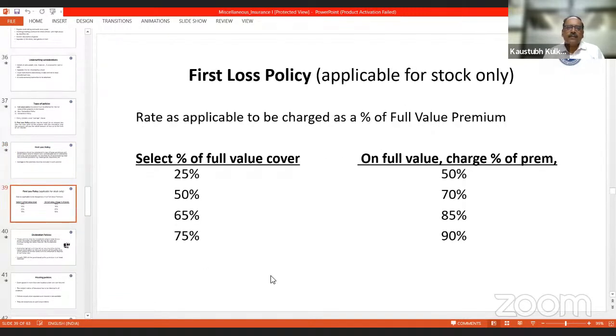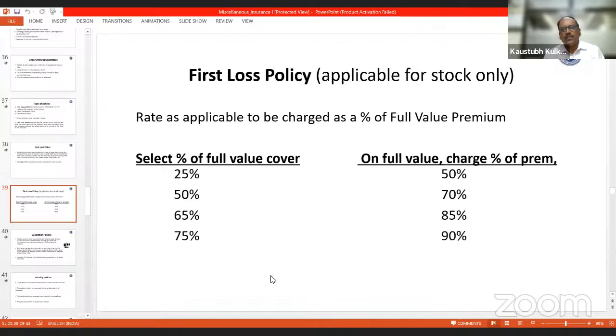What will be the rating factor and the percentage of the premium to be charged for first loss policies? We need to understand basically what is full value policy and what is first loss policy. Full value policy, in case of stock of 1 crore, insured will take sum insured as 1 crore. But suppose the sum insured is to be restricted to 25% of the full value cover, because the insured is sure that total loss is remote or will not happen at all. In that case, insured will come to you opting for 25% of the coverage only and not for the 100%. So what will be the underwriting consideration in case of first loss policy of 25% of full value cover?